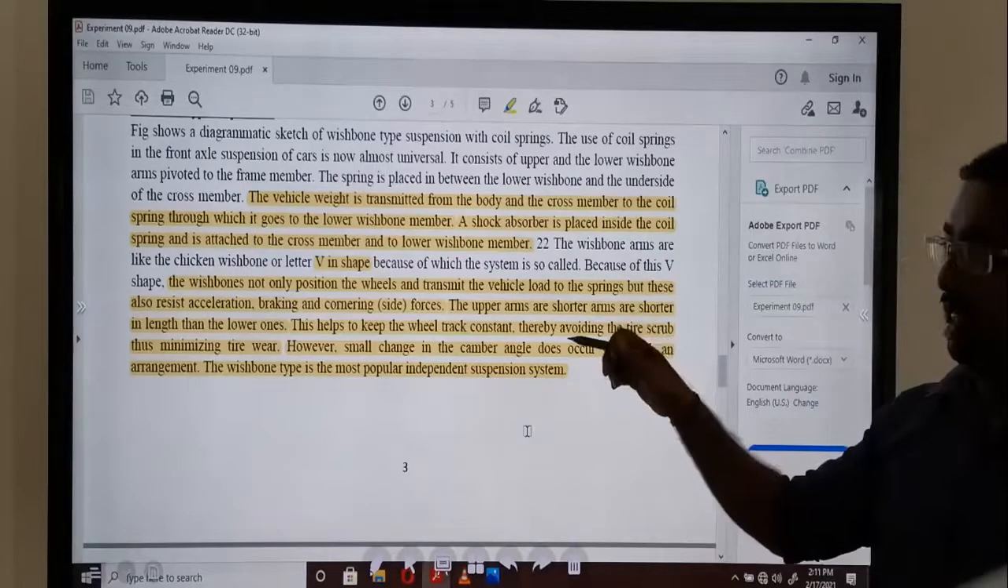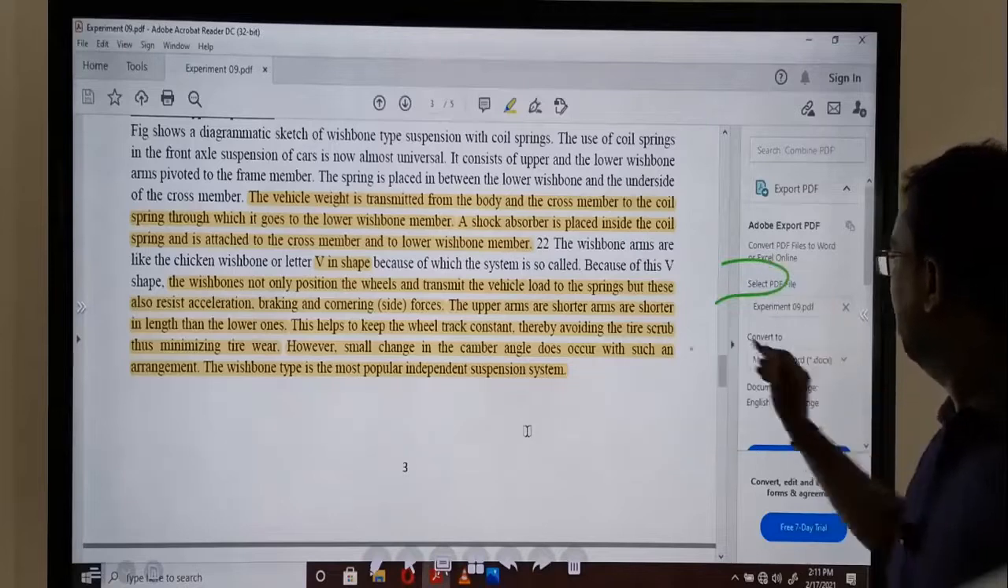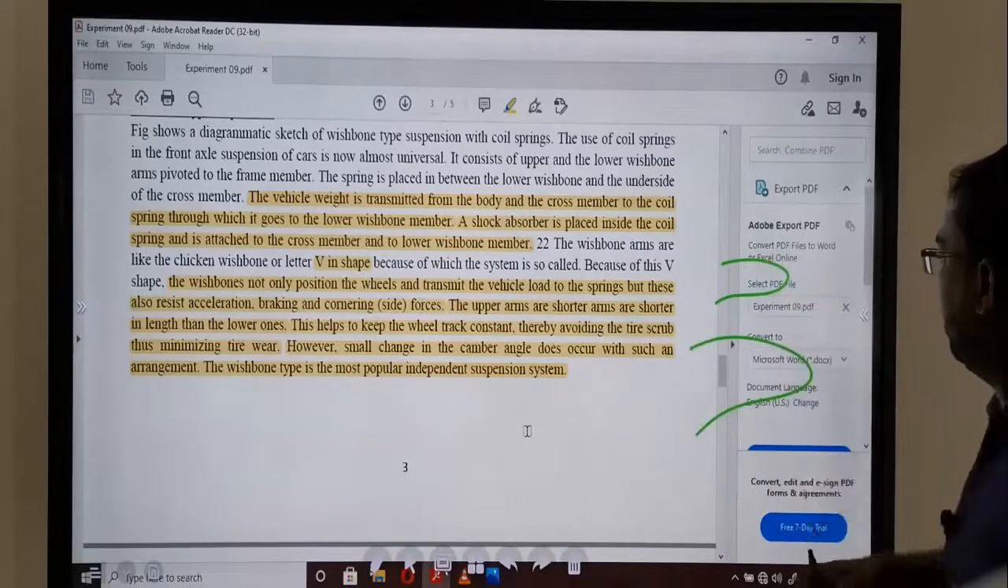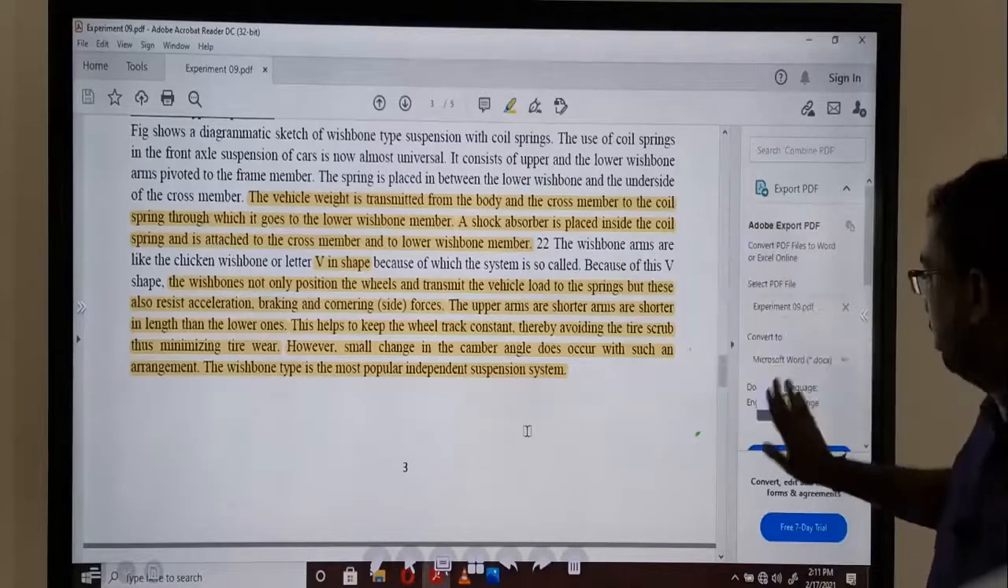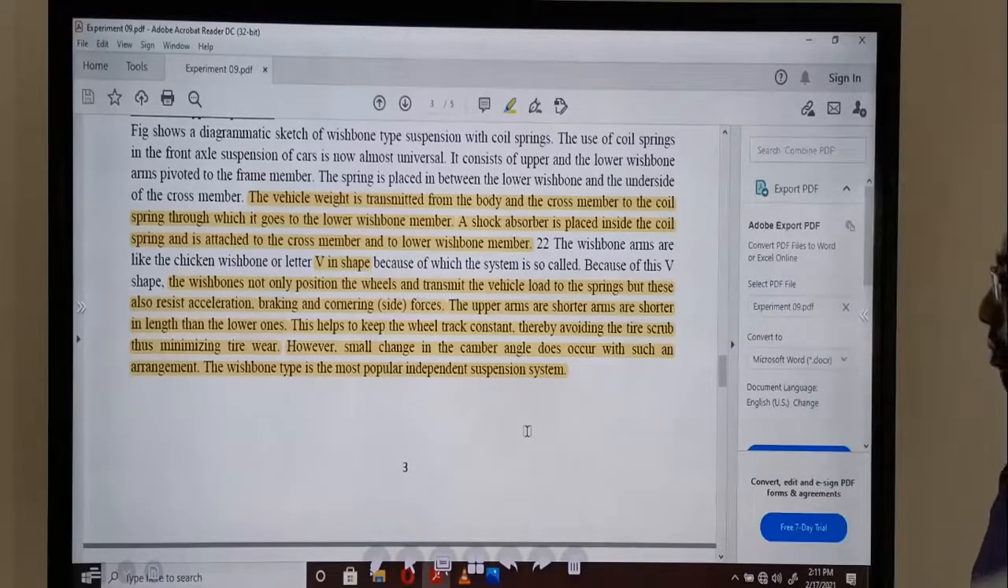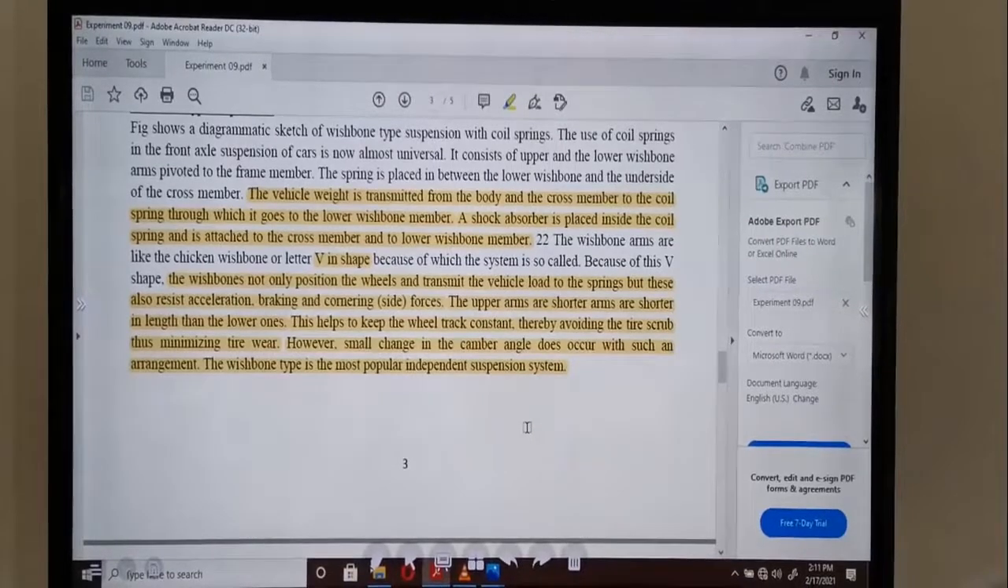So the lower arm is very big. That means the lower arm is very big, its length is greater than the upper arm, okay. This helps to keep the vehicle track constant, okay. This keeps the vehicle's drag constant.